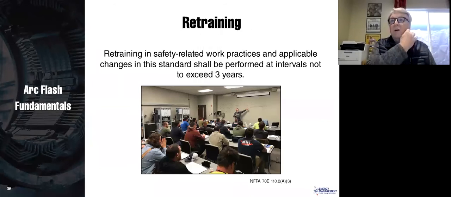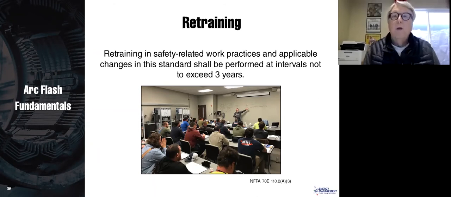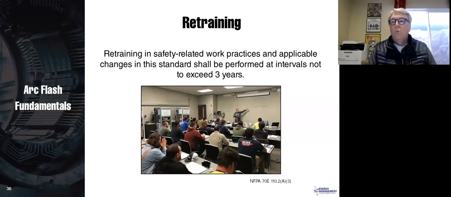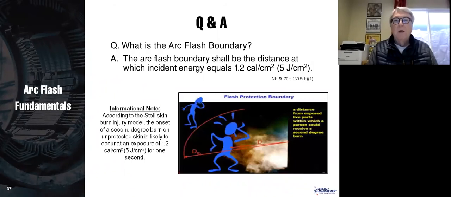Retraining must occur every 3 years. So according to OSHA, you must be retrained. How do we know that you've been retrained? Because you have to have a certificate written that shows you've been retrained. And the retraining that we're talking about here is NFPA 70E. So anybody that works on electrical systems should be retrained a minimum of every 3 years, something you need to be aware of. What is the arc flash boundary? Well, that's where you have 1.2 calories per square centimeter.